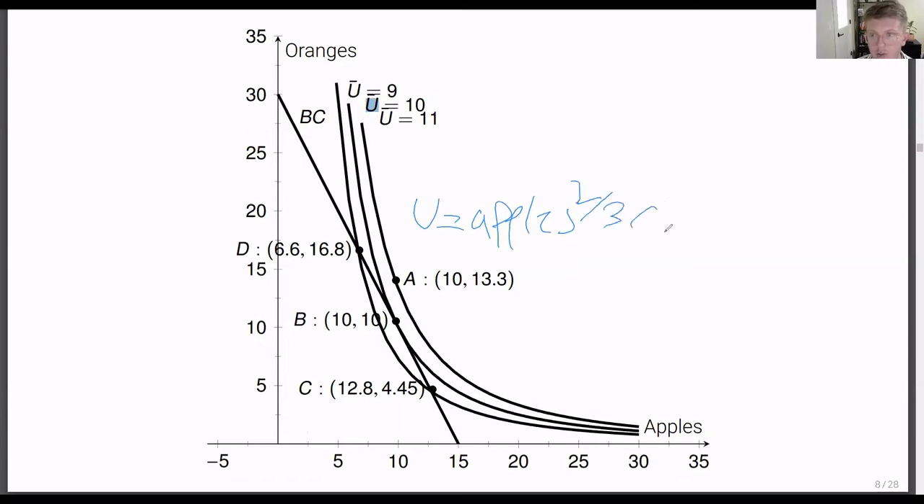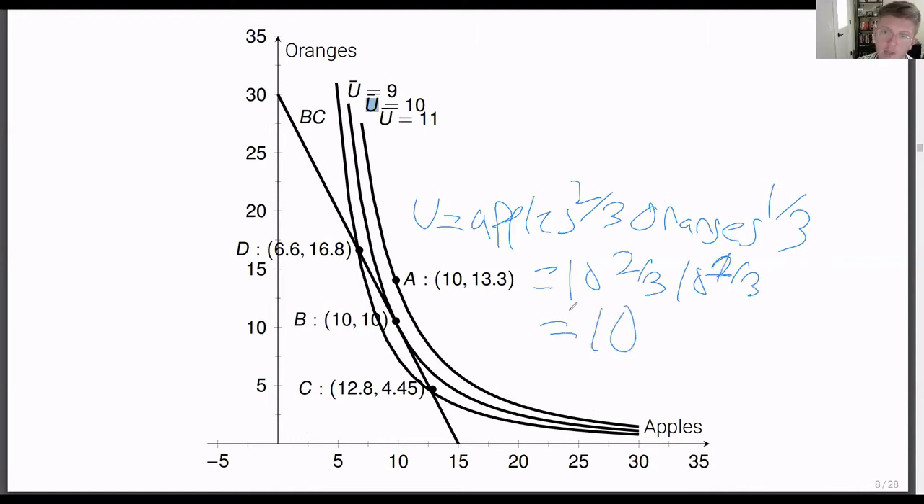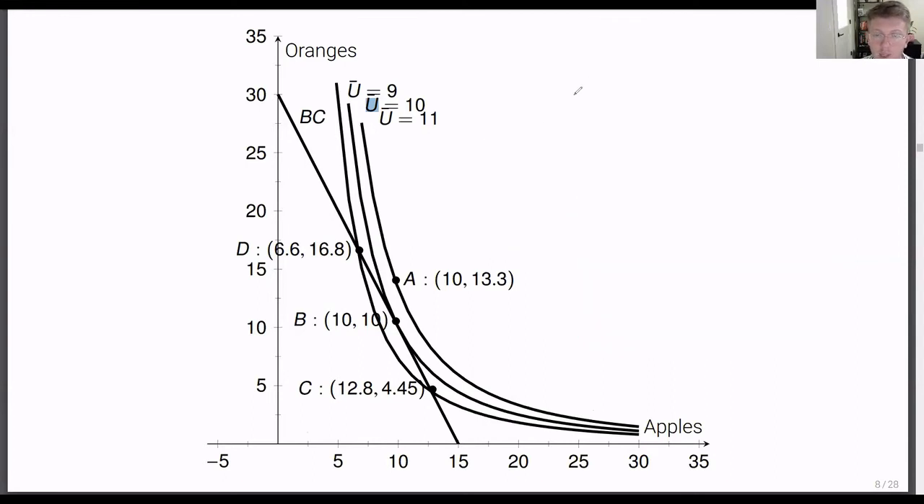And then oranges to the 1/3, excuse me. So if I plug in 10 for apples and 10 for oranges, that should be a 1, then those exponents combine and we're just left with 10. So indeed, that shows us that 10 apples and 10 oranges results in a utility of 10. And the rest of the points you can just verify for yourself as giving the respective utility levels.